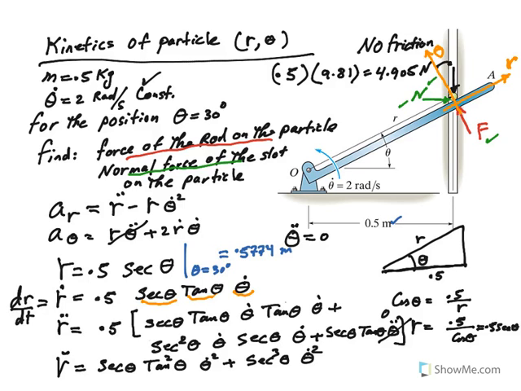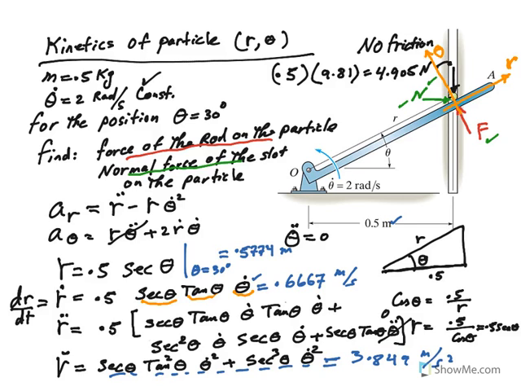Okay, what about r dot? Again, just plug in the information you have. Theta dot is given, secant 30, tangent 30, right? So r dot should be about 0.6667, and that should be meters per second. And then finally, if you plug into this equation the information you have, r double dot becomes 3.849 meters per second squared.